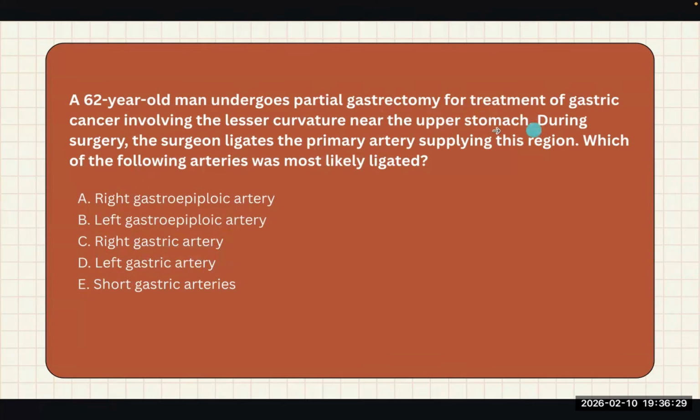They're saying near the upper stomach. Which artery supplies the upper stomach? It's the left gastric. What does the right gastric supply? The lower part of the stomach, the lower part of the lesser curvature of the stomach. So you were right. It is the left gastric artery.